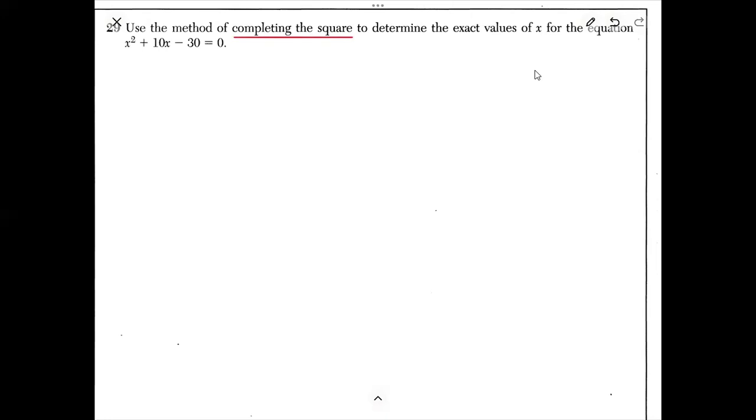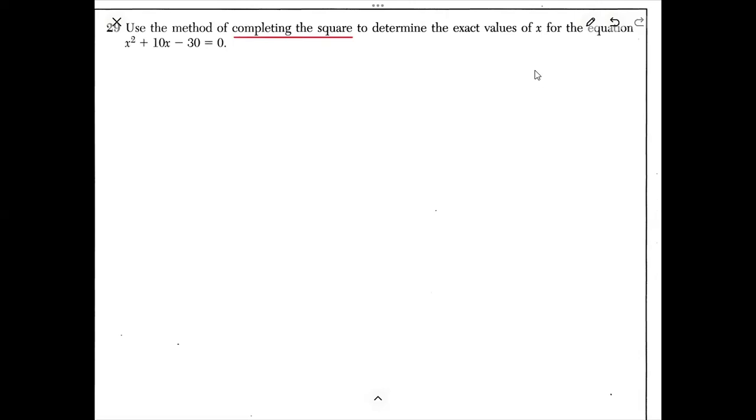So this is going to be one example of completing the square. At the end of this video, I'm also going to have a playlist of some other examples of completing the square that you can go watch if you want to see some other examples. All right, so let's go.